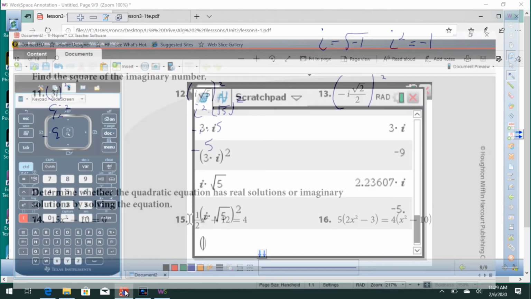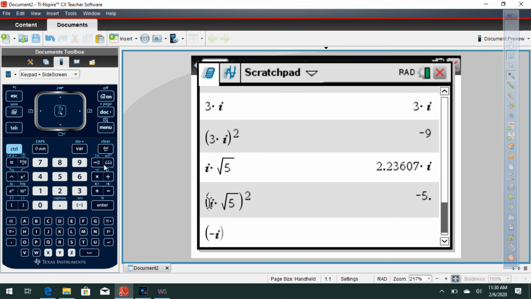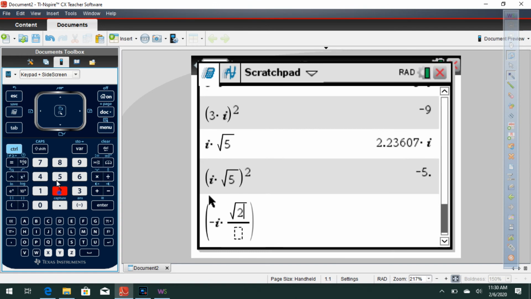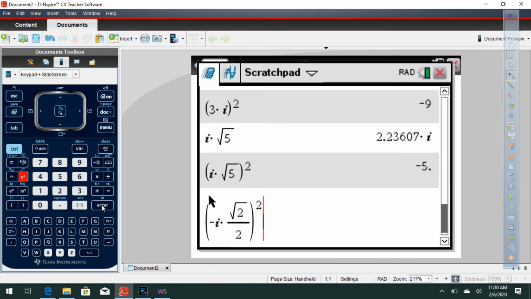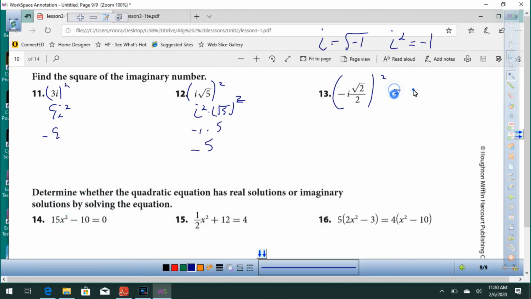Negative i times, and then we got the square root of 2 over 2. And then I'm going to go ahead and square this first so I don't make a mistake there. You got negative 1/2 equals negative 1/2. Pretty cool, huh?